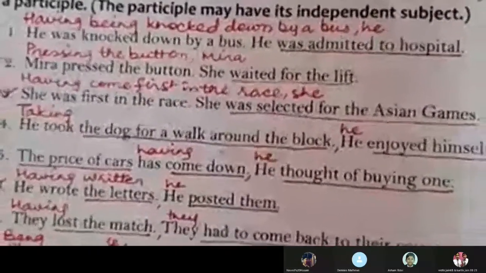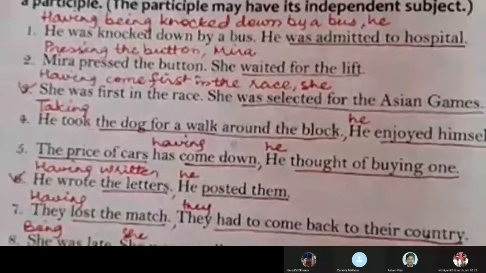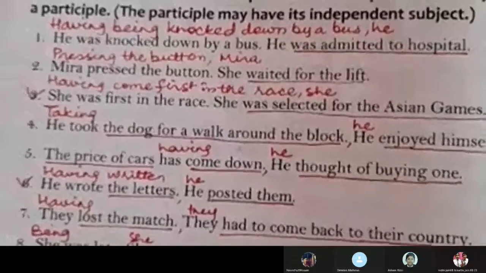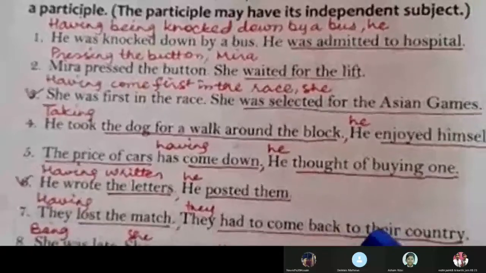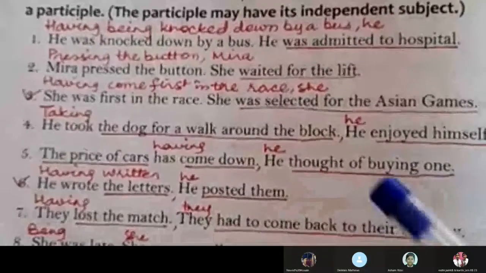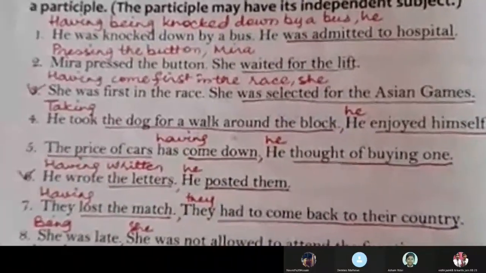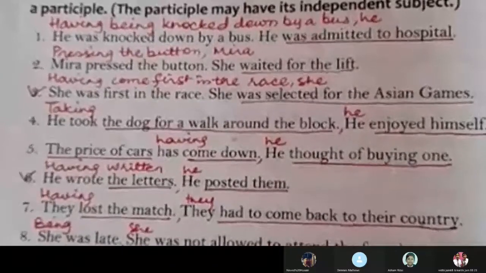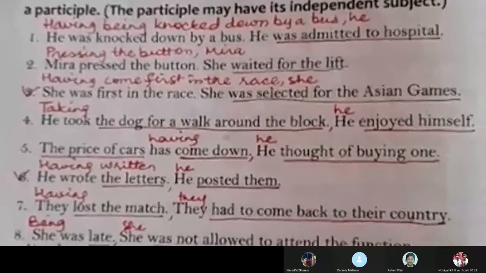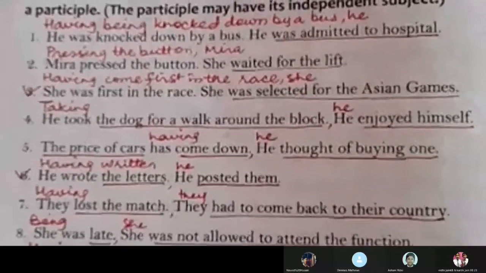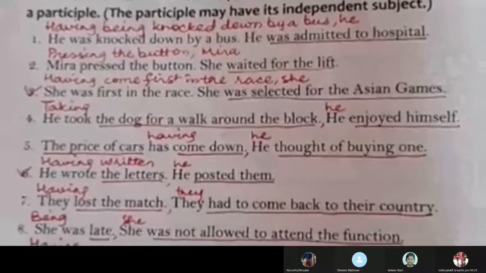Number four, he took the dog for a walk around the block. He enjoyed himself. Now join it together. Taking the dog for a walk around the block, comma, he enjoyed himself. Number five, the price of cars has come down. He thought of buying one. Answer, the price of cars having come down, comma, he thought of buying one.